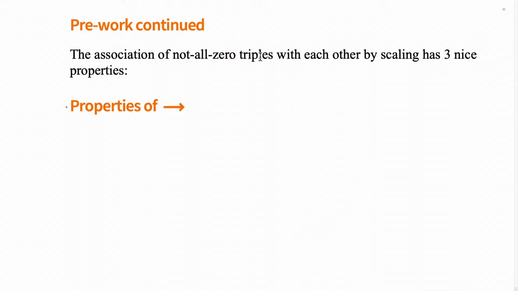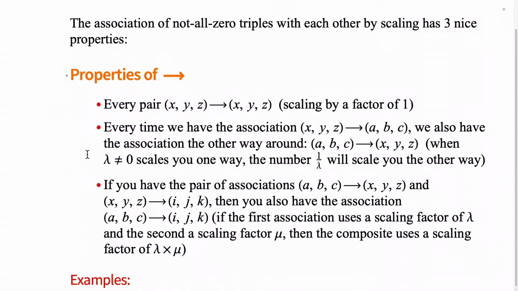Now, it turns out that that association of those triples with each other via scaling has three nice properties. So the first property, every triple XYZ is going to be linked or associated to that triple XYZ again, just like in that last example. And that's because you can always scale by a factor of 1.